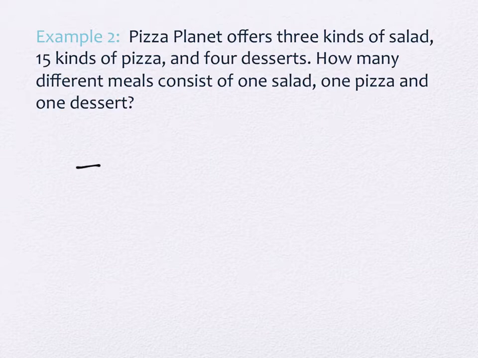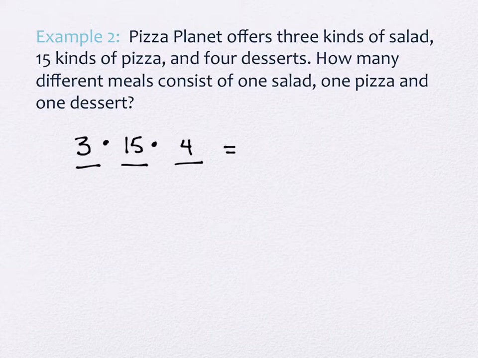And the way I always think of it is that there's these 3 categories that you're picking from, and you're going to figure out how many options you have in each category, and then you're going to multiply them. So, how many different salad options do you have? 3. Pizza options, 15, and dessert options, 4. And then you multiply. 3 times 15 times 4. And how many different types of meals could you have created? 180. There are 180 different meals that you can make.